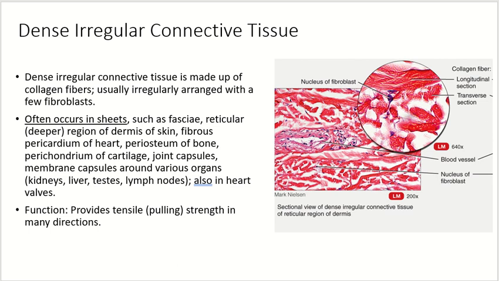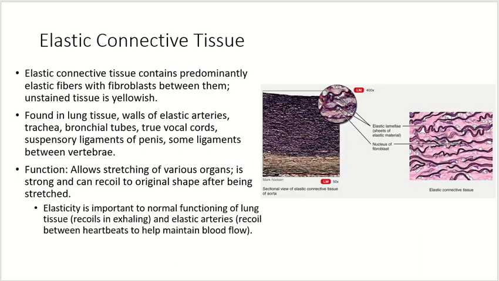Functionally, this stuff is going to provide excellent tensile strength, and it's going to provide it from many directions. Whereas our dense regular connective tissue had excellent tensile strength along the length of those fibers, this is going to have more multi-directional tensile strength. So it is an important difference there.